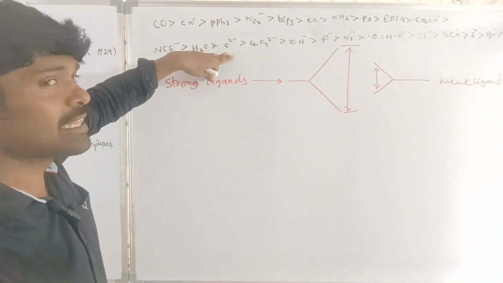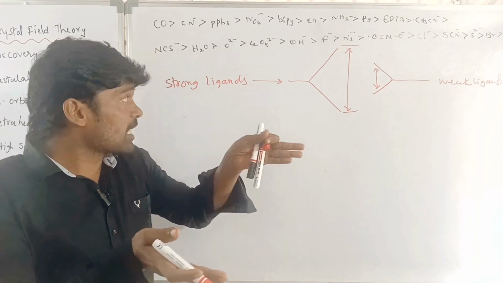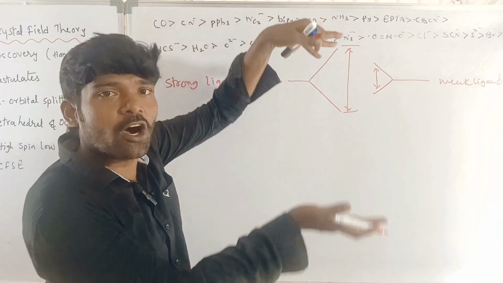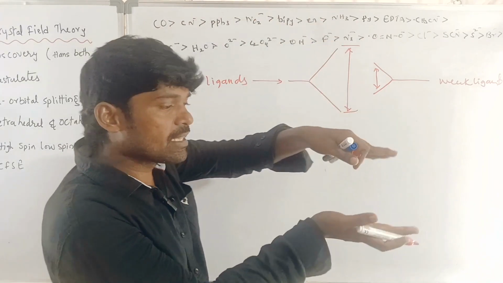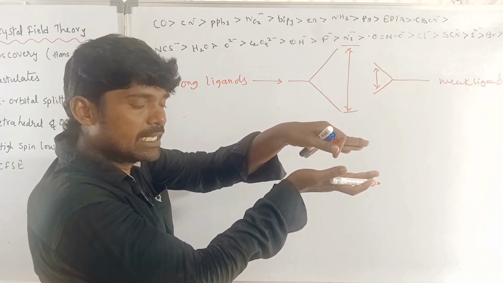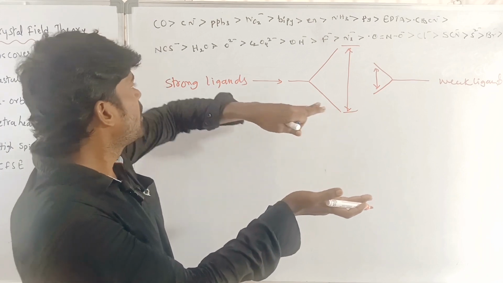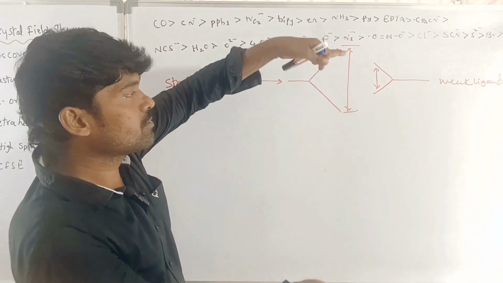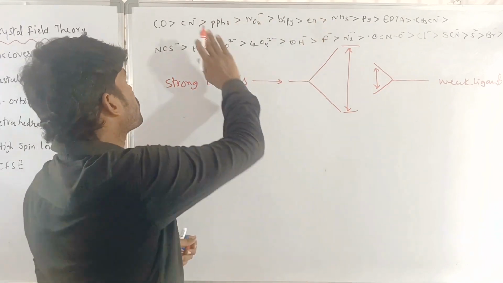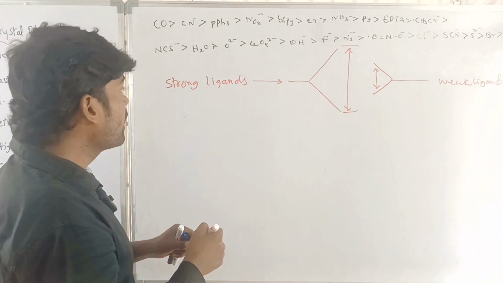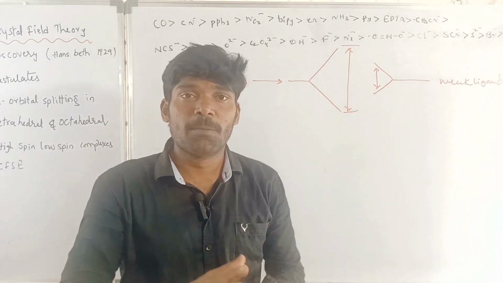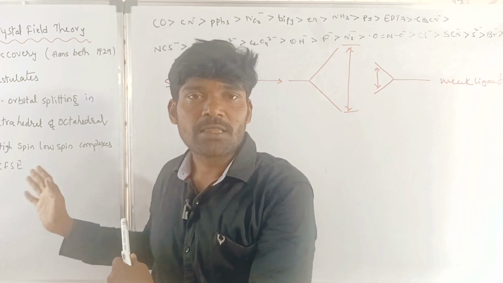So depending on the strength of the ligand, this splitting range will increase or decrease. If a weak ligand approaches, the strength will be very less and the distance between the d orbitals, split into eg and t2g, will be very less. When strong ligands approach, the distance between the two energy levels is very, very high. That is the reason for strong field and weak field. So how do strong field and weak field ligands influence whether the complex becomes high spin or low spin?